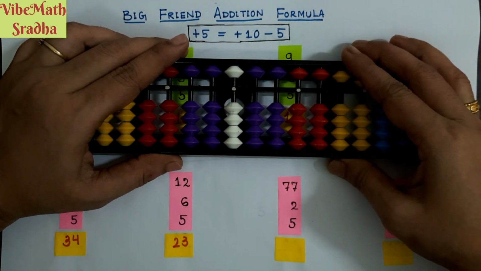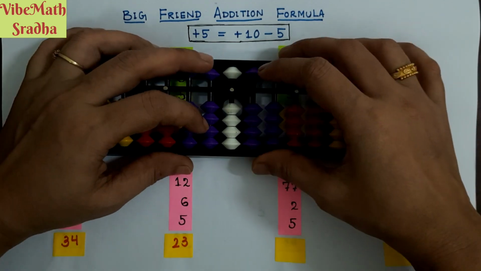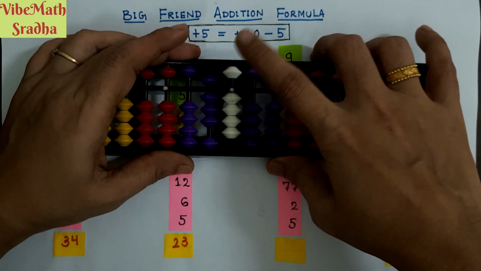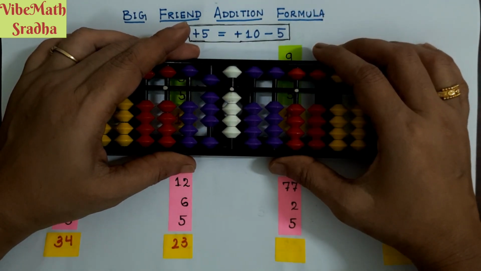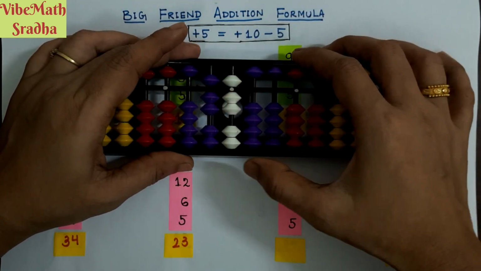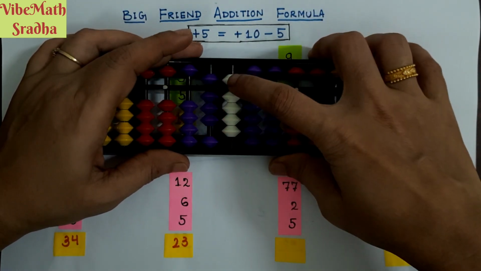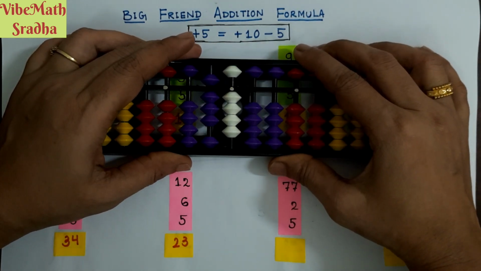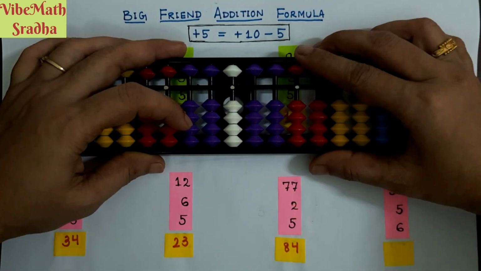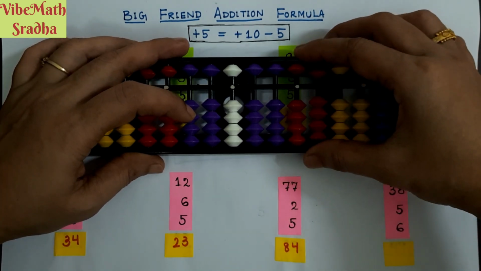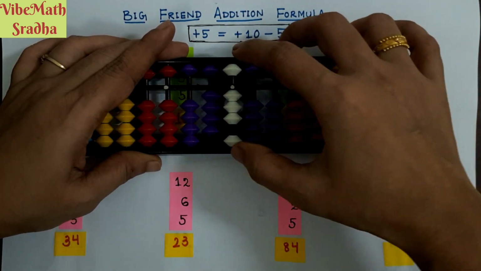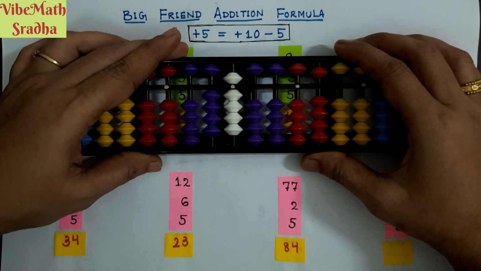Next question, which is 77 plus 2 plus 5. 77 plus 2 plus 5 is plus 10 minus 5, answer is 84. Let me explain one more time. 77 plus 2 plus 5 is plus 10 minus 5, answer is 84. Our last question is 38 plus 5 plus 6. 38 plus 5 is plus 10 minus 5 plus 6, answer is 49.